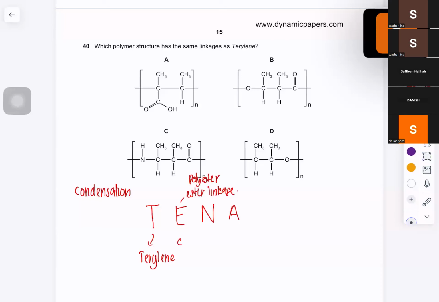Polyester. So maksudnya dia kena ada C double bond O. Nah ni N ni ialah nylon. Nylon ni amide. Amide linkage. Polyamide. Okay, amide linkage, polyamide. So after that, you kena cari COO. Oh, semua COO. Okay, faham. Okay, dia nak same linkage of the terelin.